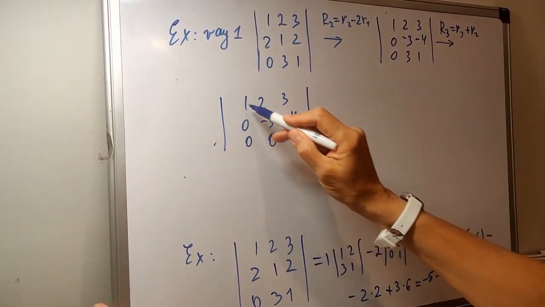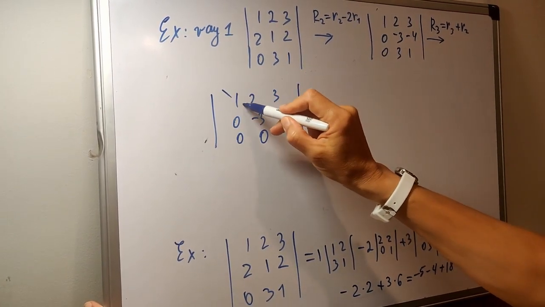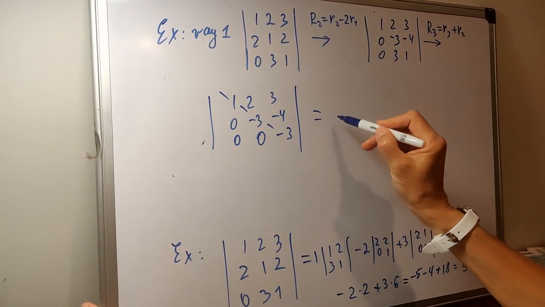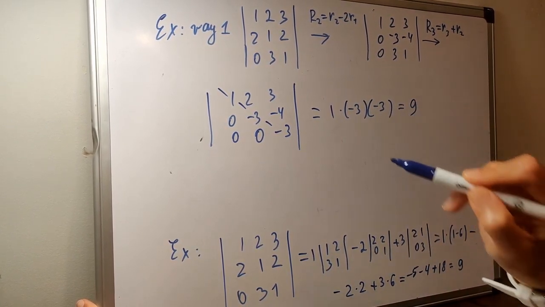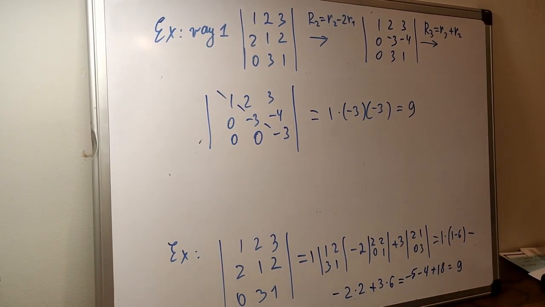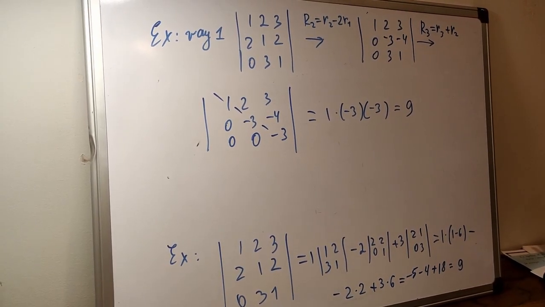All numbers are above the diagonal. The diagonal is over here. I'm just going to multiply the diagonal elements: 1, minus 3, and I'm going to get 9. The very same answer. Depending on what is more clear for you, you can use either way.